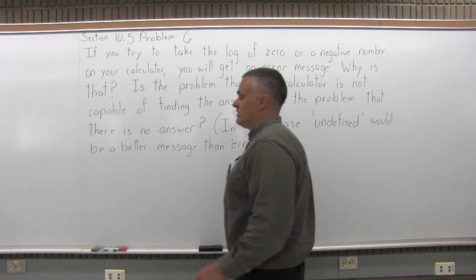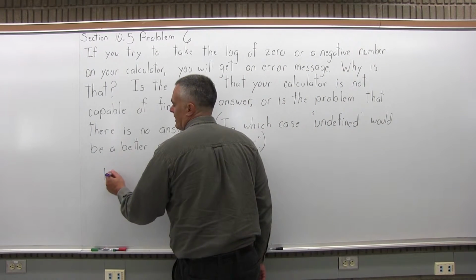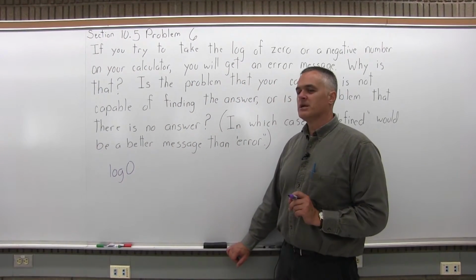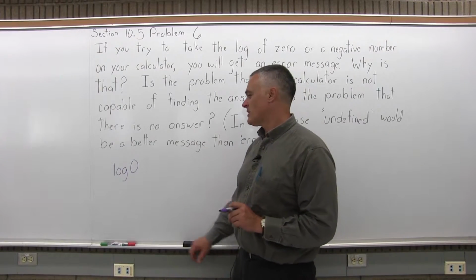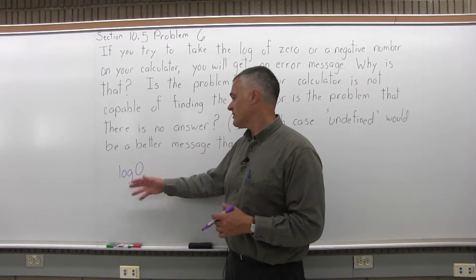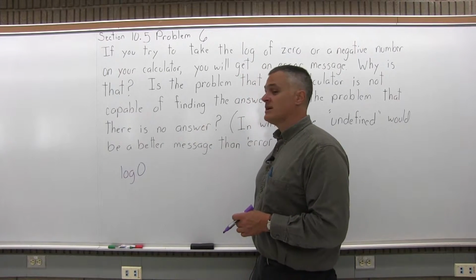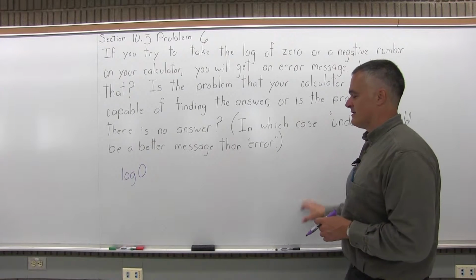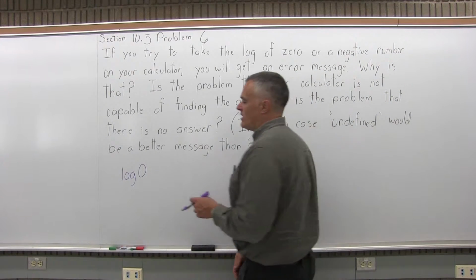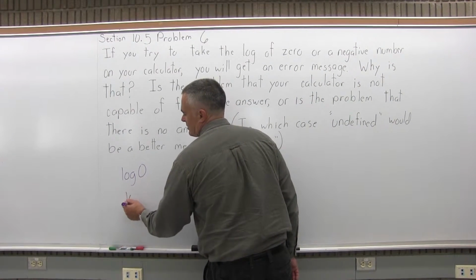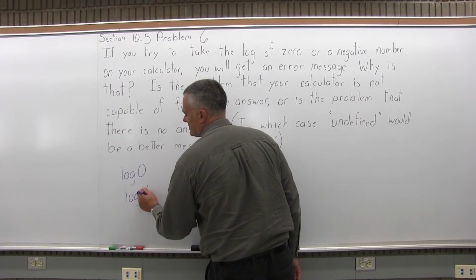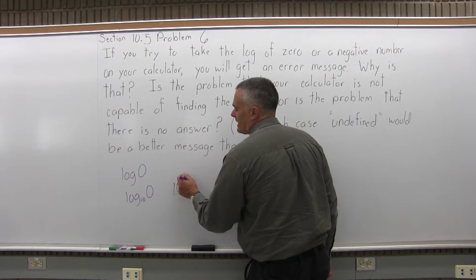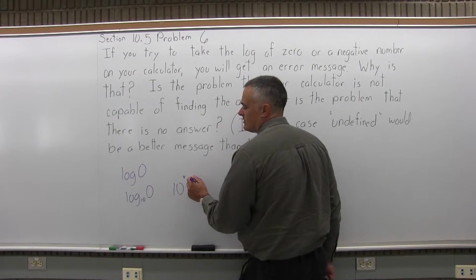Well, what's going on? If you try and take the log of 0, why would you get an error message? Now, notice I wrote log without a base, so I went with log base 10. You can try this on your calculator. Put log 0 equals, and it'll say error. Well, most calculators will say error. You might get an alternate message, maybe like undefined, because there is no answer. So what you're asking, if it really is common log, so I'm going to say log base 10 of 0, what you're asking is 10 raised to what exponent is 0?